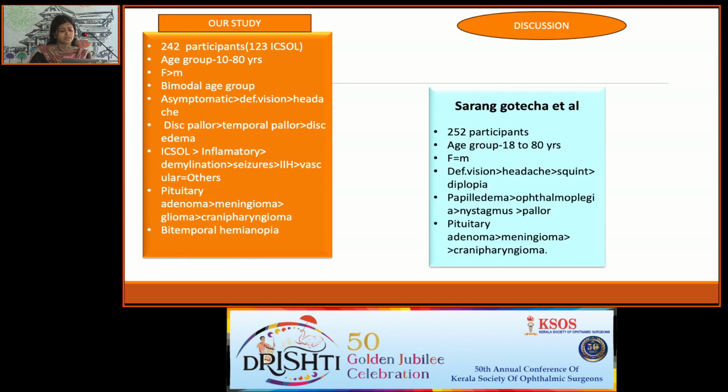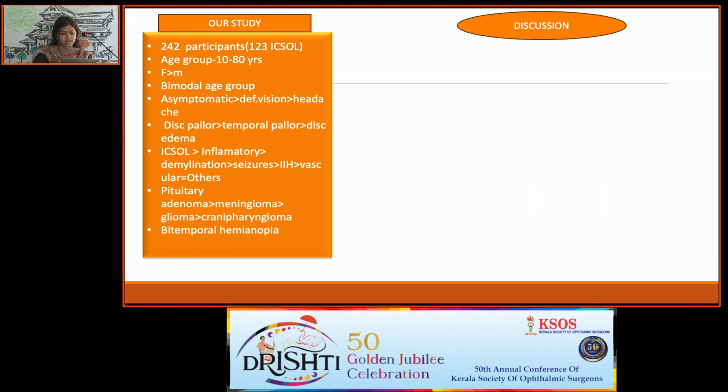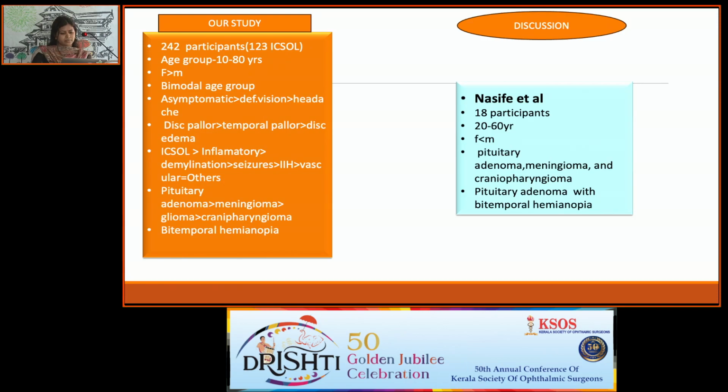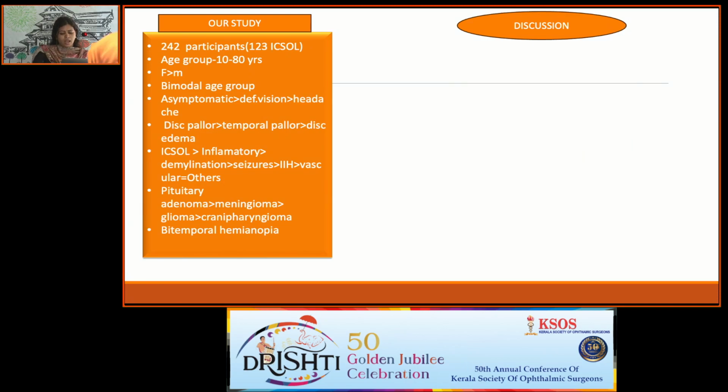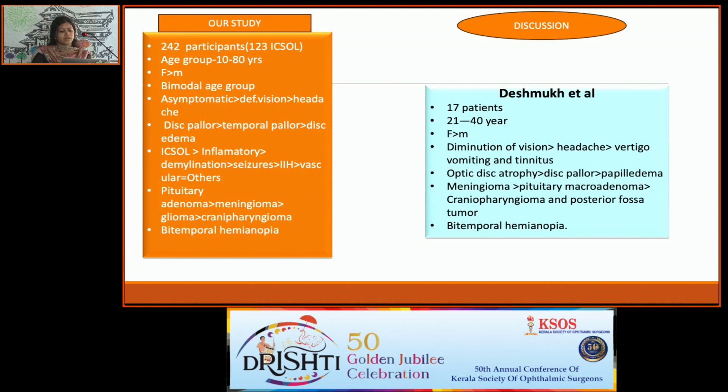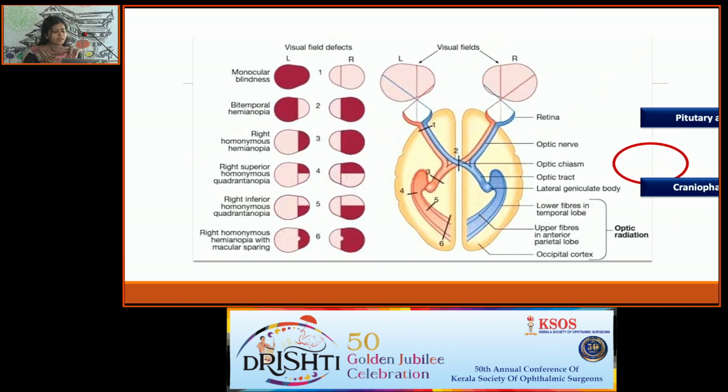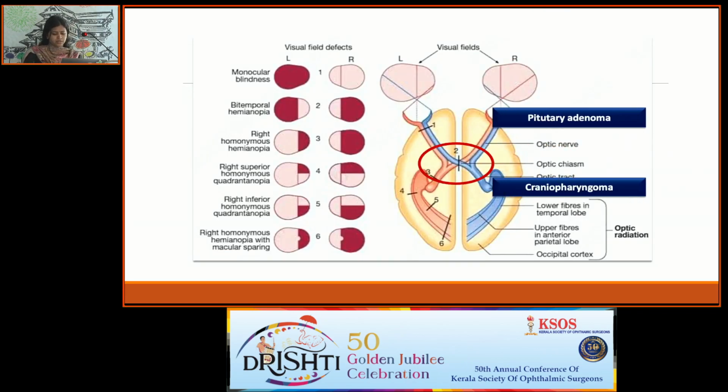Coming to the discussion, on literature search, a study by Sarang et al. matched with our study in gender, age group, and the tumor incidence. We also found smaller studies by Nassif et al. and Deshmukh et al. that have pituitary adenoma as the main tumor incidence. We found the visual field bitemporal hemianopia. These slides show the vulnerable site of the lesion that produces bitemporal hemianopia.